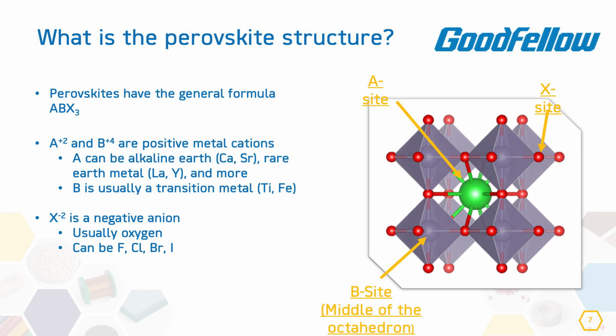Now, this is the most common oxide atom, usually oxygen, but things such as the halides can go on this site, such as iodide, which we will see an example of later in the presentation.